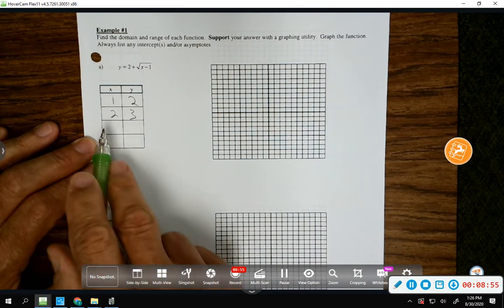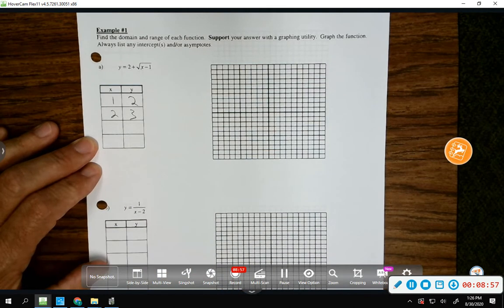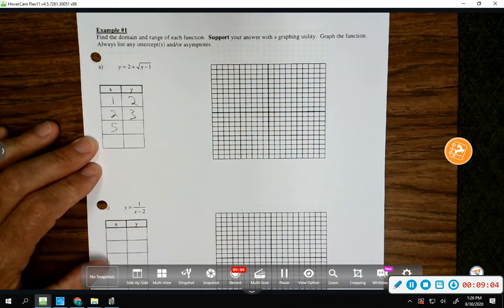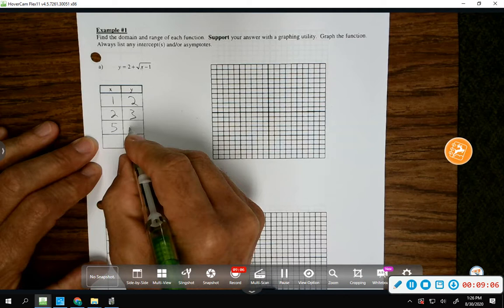What about plugging 3 in? We don't want to plug 3 in, because we don't want to get the square root of 2 back out. I don't want to plug 4 in. How about 5? That works. 5 minus 1 is 4. Square root of 4 is 2. 2 plus 2 is 4.